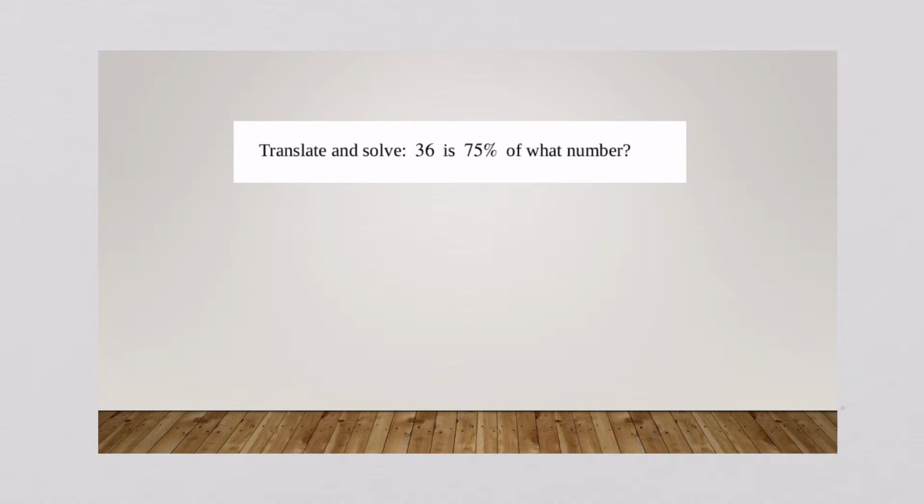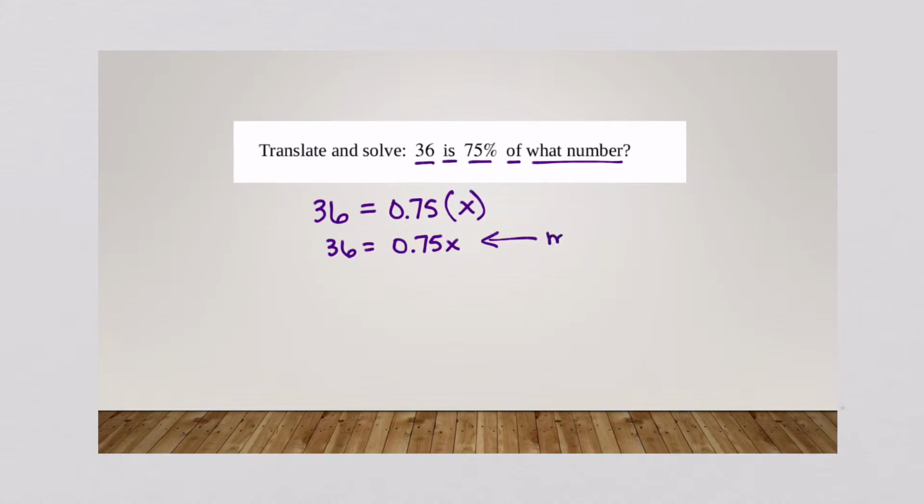Okay, so we're going to translate and solve this one. Again, I'm going to read it from left to right. So I'm going to put 36. Is means equals. 75%, I'm going to write that as a decimal, 0.75. Of means multiply. What number means x. So now this time we've got 36 is equal to 0.75 times x. So how do I solve for x? Well, this operation right here implies multiplication, right?